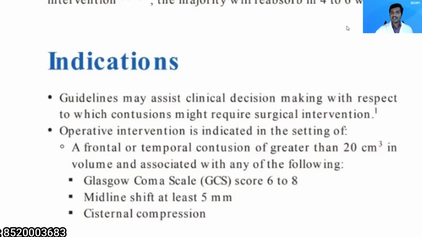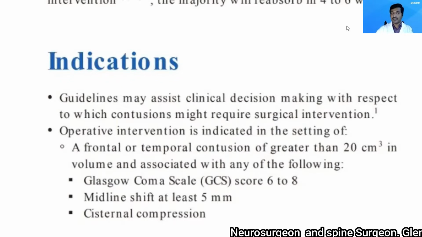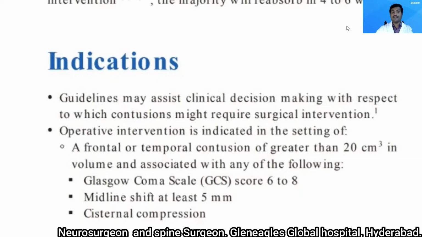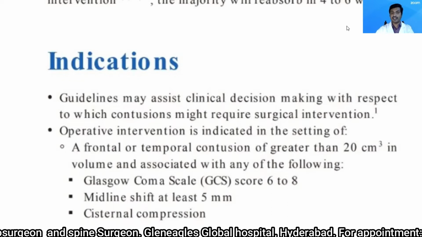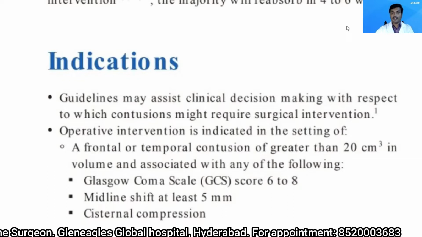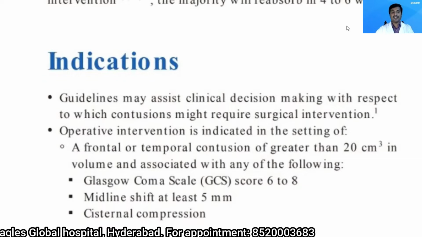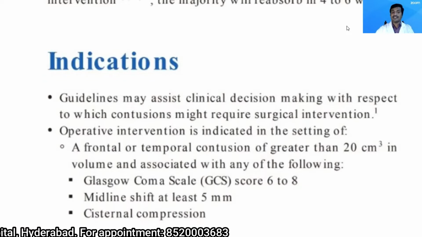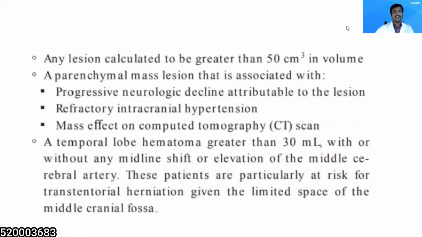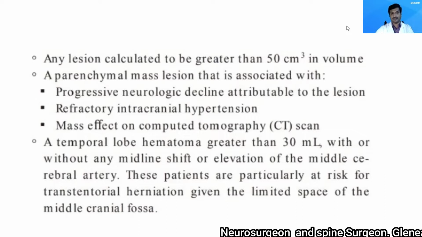Operative intervention is indicated in the setting of a frontal or a temporal contusion which is greater than 20 cubic centimeters in volume, and which is also associated with one of the following: Glasgow coma scale of 6 to 8, midline shift of at least 5 mm, and cisternal compression. Any lesion, irrespective of location, which is greater than 50 cubic centimeters also requires surgery.